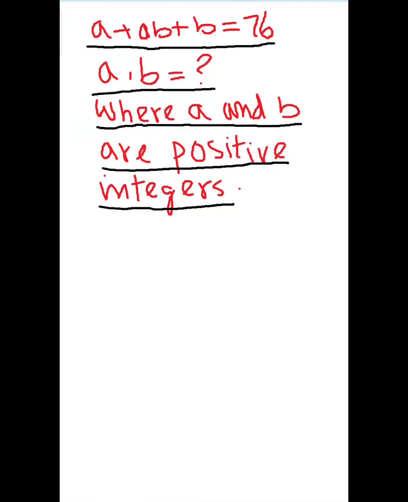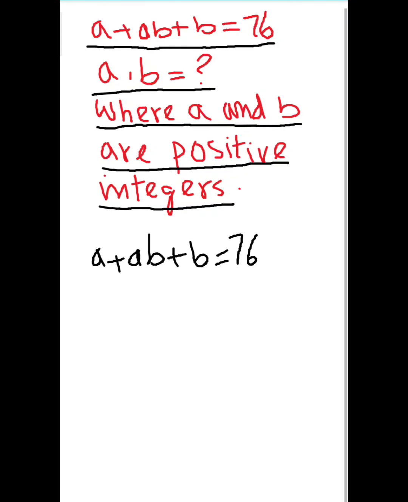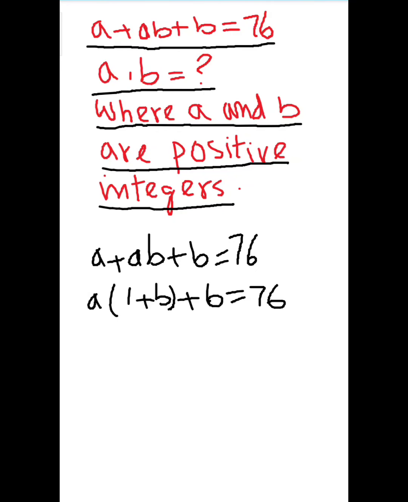In today's video, we are solving an interesting Olympiad problem in which we have very short options. So it is a must to use math tricks to get the right answer. First of all, I am writing our equation: a plus ab plus b is equal to 76. Now we are taking a common from the first two terms, and the remaining 1 plus b is equal to 76.